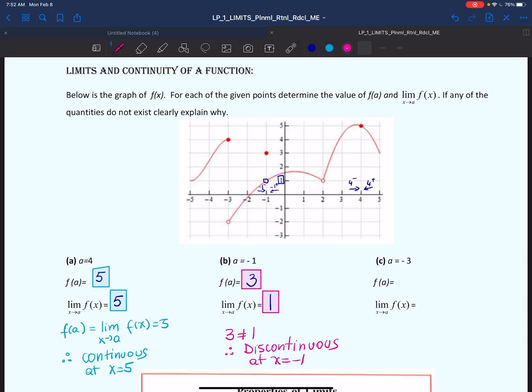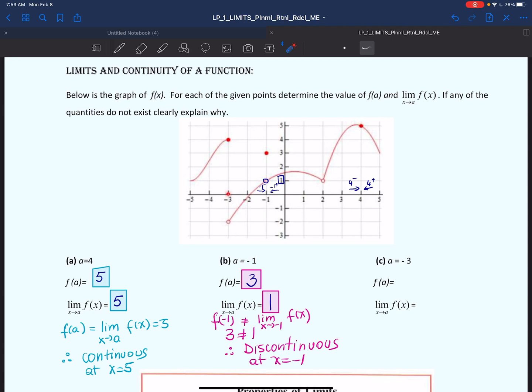So just to write them in the same format. f at -1 is different than the limit as x approaches -1 of f of x, because one of them has a value of 3, the other a value of 1. So we say that the function is discontinuous at -1.